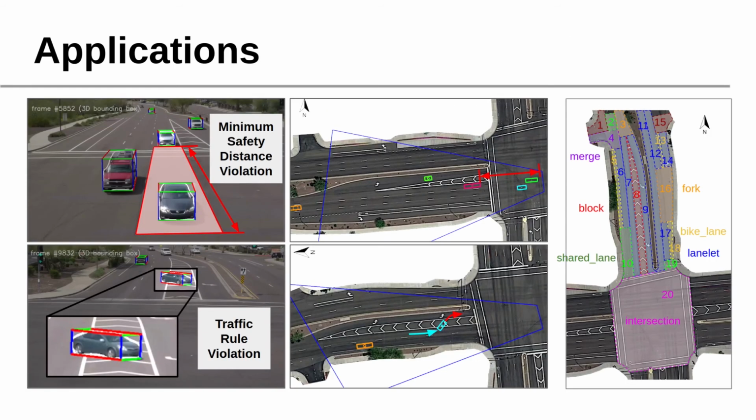In another application example, we can use the vehicle location results and the map semantic information to analyze driving safety. In this case, the map is semantically segmented into multiple regions. At each video frame, a vehicle is associated with a map region, and we use this information to detect vehicle interactions and dangerous driving behaviors, such as minimum safety distance violation or traffic rule violation.